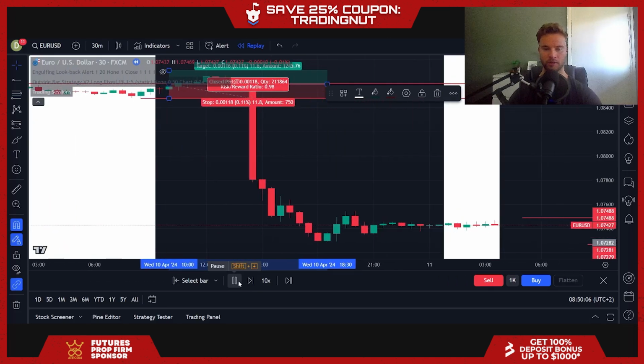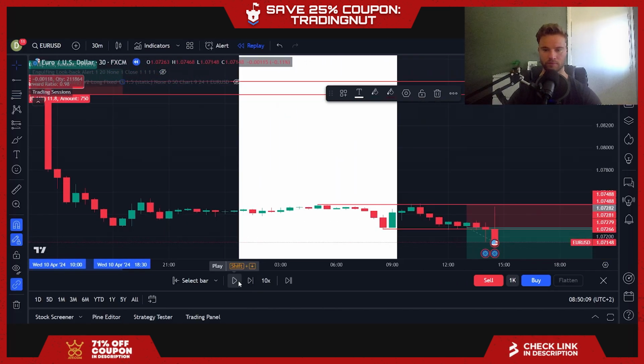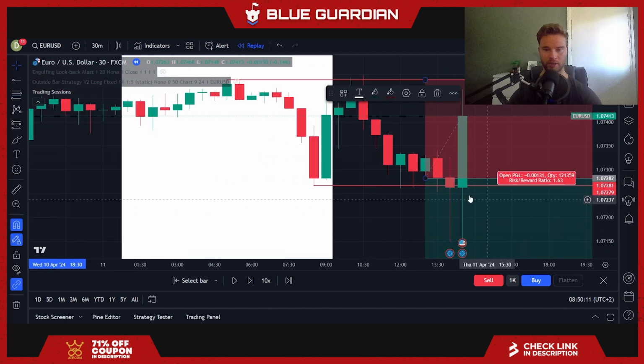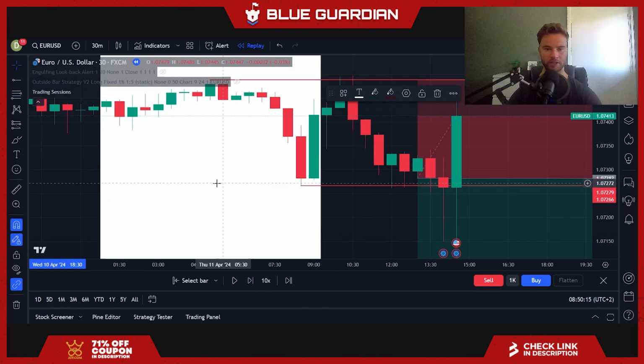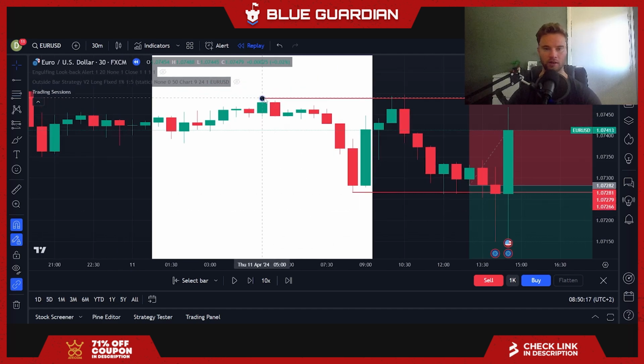Let's go to the next one. There we go, Asian range. And I already filled in the trade. As you can see, again, the white part is the Asian range. The red lines is the high and the low of the Asian range. As you can see here, we tag the high, we break it, but we don't close above.